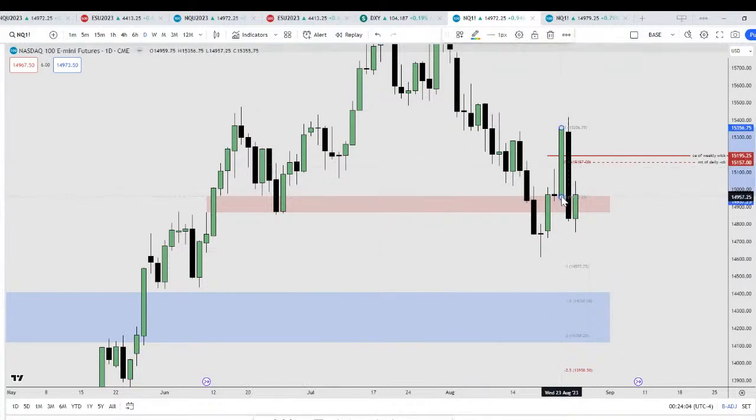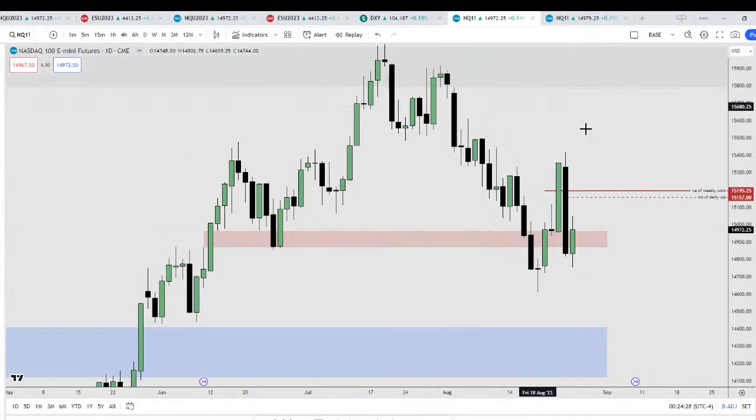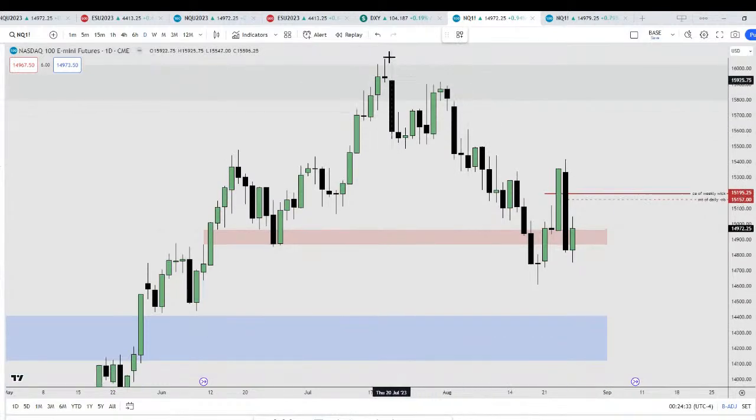Right, so what invalidates NQ? If price can close above, on a daily basis, the mean threshold of the daily order block and the consequent encroachment of the weekly wick, right? If it starts to trade above it and uses this as support, then I will look for buy stops. So far, NQ, similar to ES, is trading within 2 to 2.5 standard deviations.